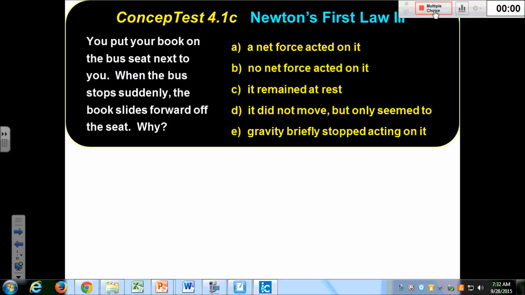All right, let's try this one. You put your book on the bus seat next to you. When the bus suddenly stops, the book slides forward off the seat. Why does it do that? Why does the book slide forward off the seat? All right, I'll stop at 35.